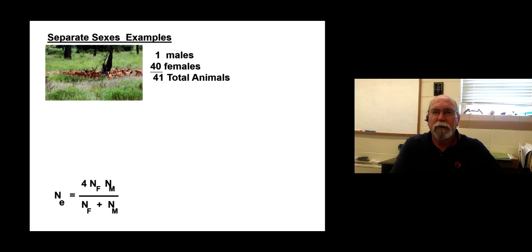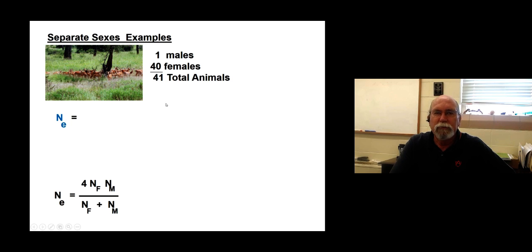So let's take an extreme case. Let's take these elephant seals and let's say that one of the males mated with all the other females. Okay, so now we've got 41 total animals. Even if there are 10 there, genetically it's essentially a 41, even though there's 50 standing around.